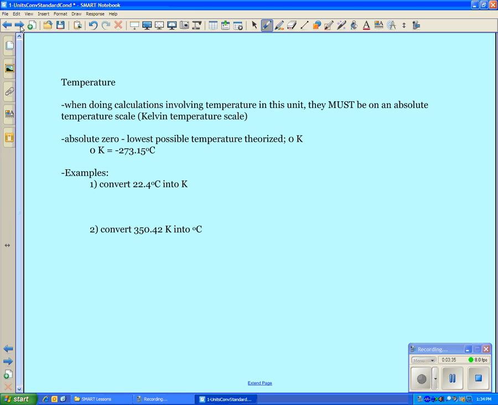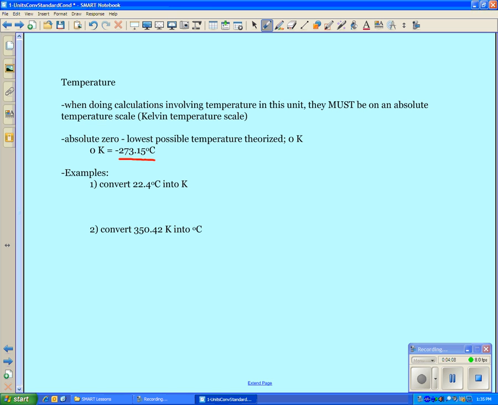Now let's look at temperature conversions. When you're doing calculations that involve temperature in the gas unit, they must be on the absolute temperature scale, or the Kelvin temperature scale. Absolute 0 is considered the lowest possible temperature, and that's 0 Kelvin. That's equal to negative 273.15 degrees Celsius. So again, there's our equivalency that we're going to use, except this time we're going to be adding and subtracting to convert between Celsius and Kelvin.